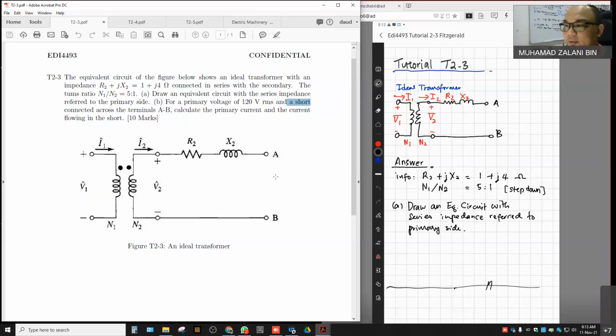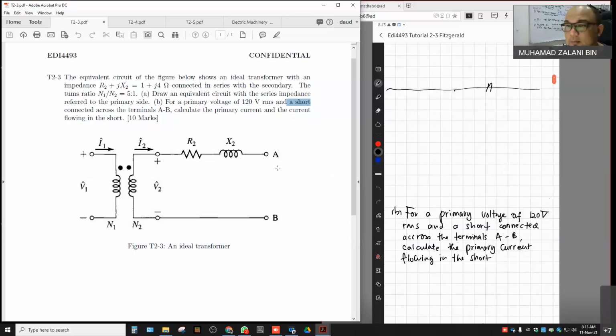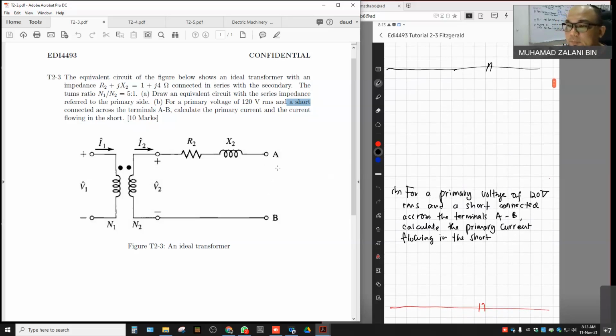Sepatutnya kita letak load kan? Tapi kita shortkan. Which is something about short circuit test. Something similar to the short circuit test, which is we join the load terminals together. We connect load terminals, we short it to do calculation, short circuit current. Okay, so we are going to draw the equivalent circuit and then answer B. So in B, we want to calculate the primary current and the current flowing in the short.